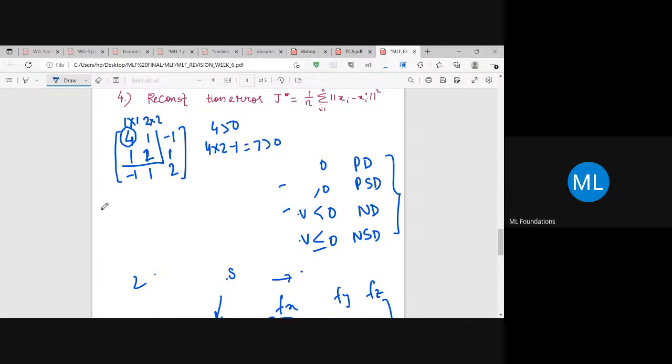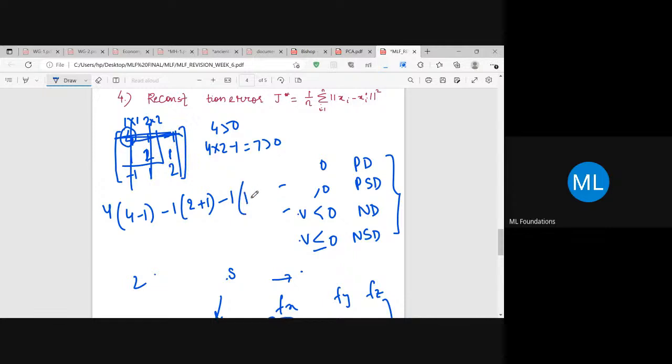The third matrix, how will you calculate that? You just erase this one. So you'll be getting 4, minus 1, minus 1. Then you can erase this one, and then 2 minus of minus 1, that is positive. And then you have minus 1.